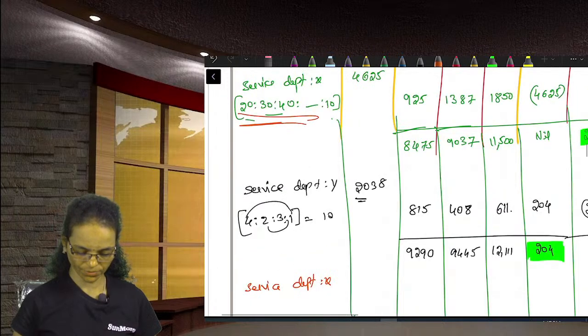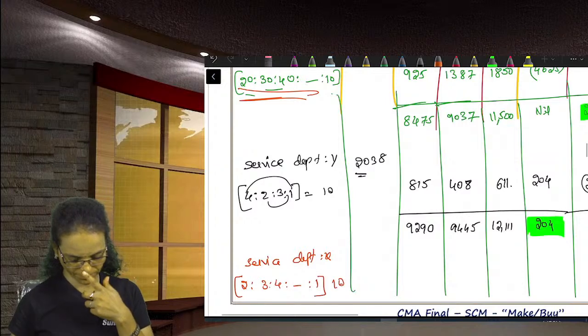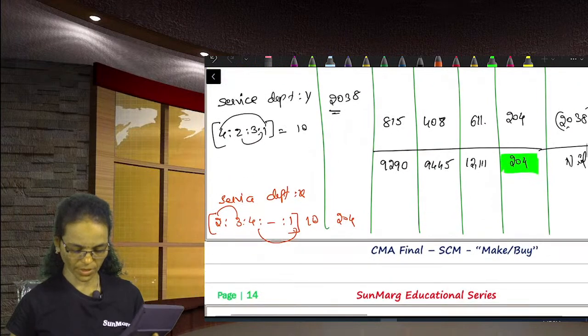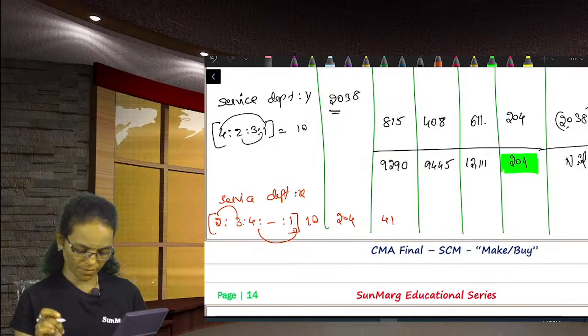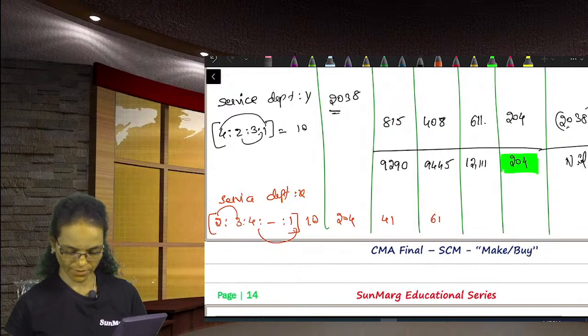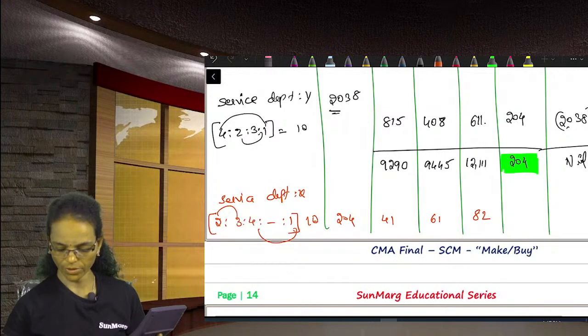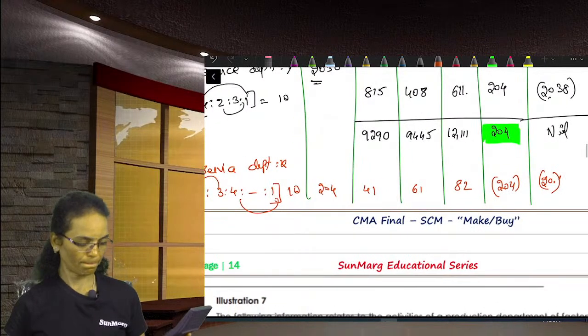Again the expenditure of X department should be allocated among all other departments, in this ratio 2:3:4:1, that is nothing but 10. Total amount is 204. 204 divided by 10, into 2 is 41, divided by 2, into 3 is 61, divided by 3, into 4 is 82, divided by 4, into 1 is 20.4. 20.4 you can write 20 only, right?